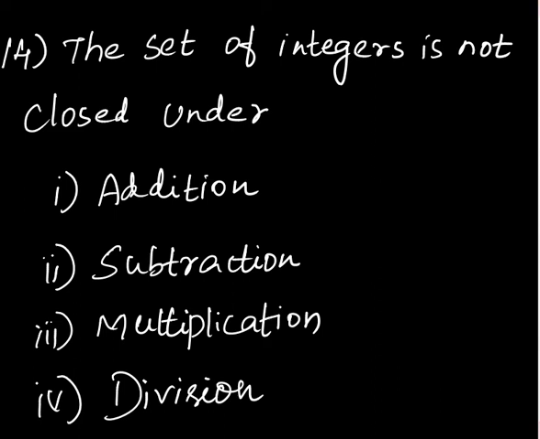The set of integers is not closed under. The options are addition, subtraction, multiplication and division. And you have learnt in a property that the set of integers is not closed under division. So the correct option is the fourth option.